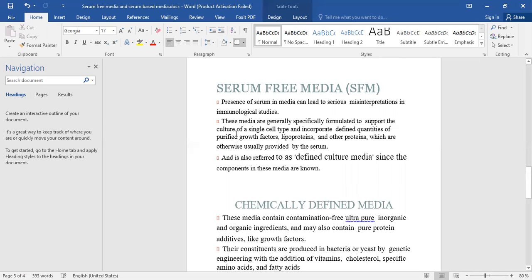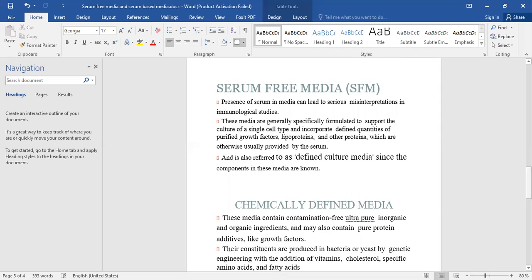These media are generally specifically formulated to support the culture of a single type of cell, not all types of cells. They contain different growth factors, lipoproteins, and proteins which are necessary for the growth. And we can also say that this is the defined culture media.